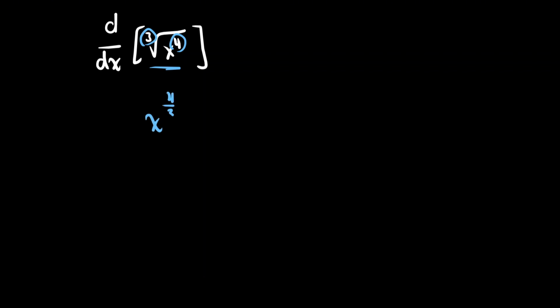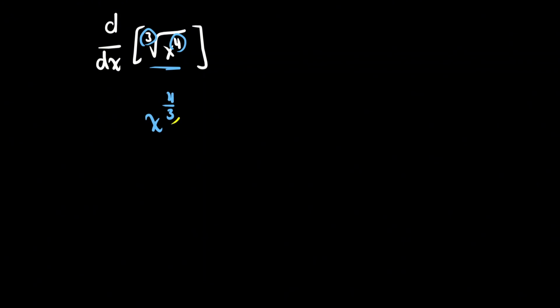Alright, so let's see this question. What is the derivative for the cubic root of x to the power of 4? Feel free to pause the video and try to solve it yourself. So as you know, this is the exponent, this is the index. We're going to rewrite this. So it's going to be the derivative for x raised to the power of 4 divided by 3.